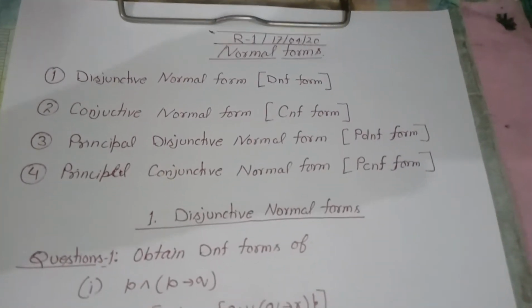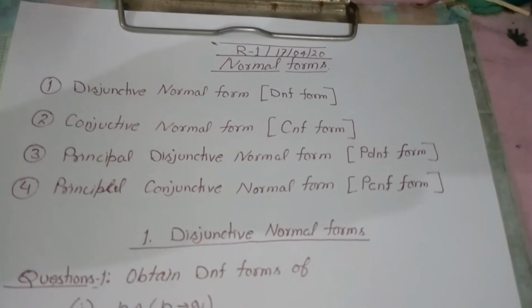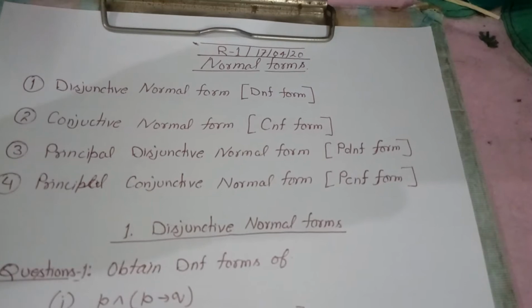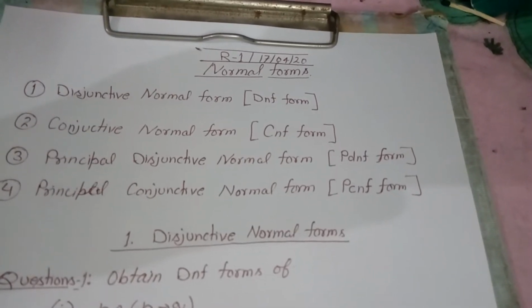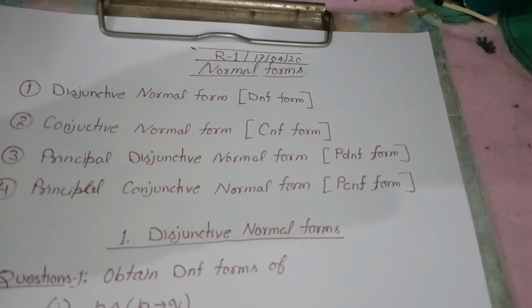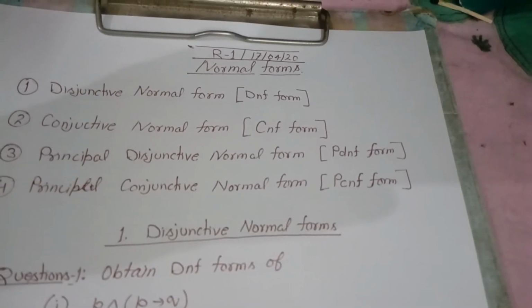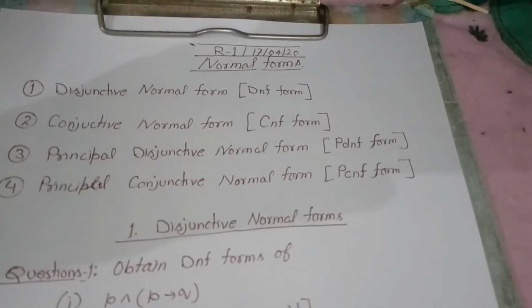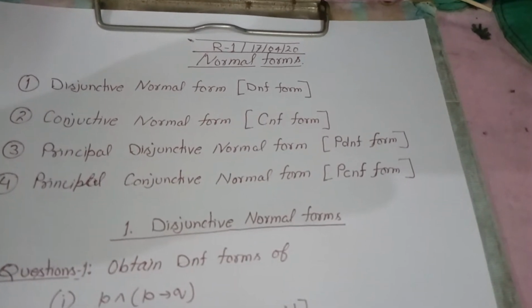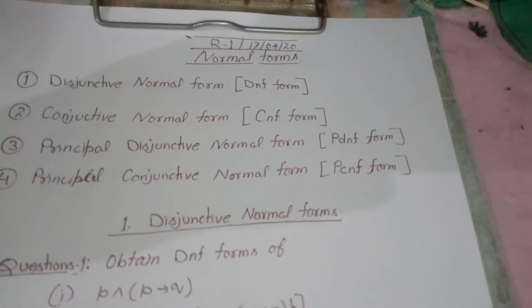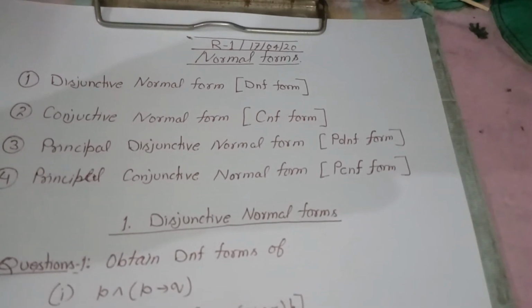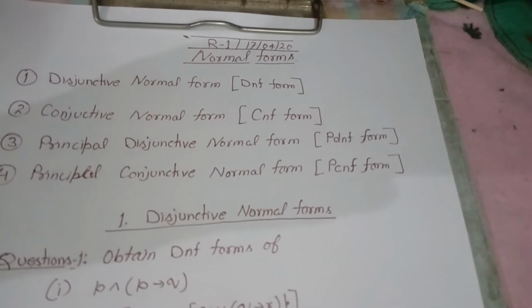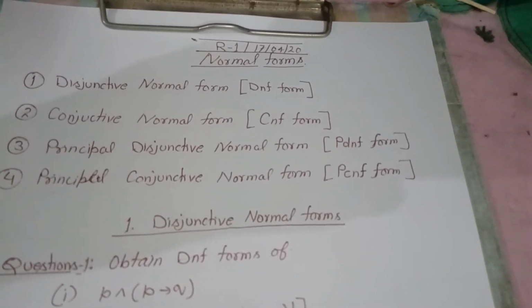Hello students, as a revision class we are going to revise one of the topics, normal forms, from Unit 4, that is propositional logic. As we know, there are four types of normal forms. Number 1, disjunctive normal form, shortly known as DNF. Second, conjunctive normal form, shortly known as CNF. Number 3, principal disjunctive normal form, shortly known as PDNF. And at last, principal conjunctive normal form, shortly known as PCNF.